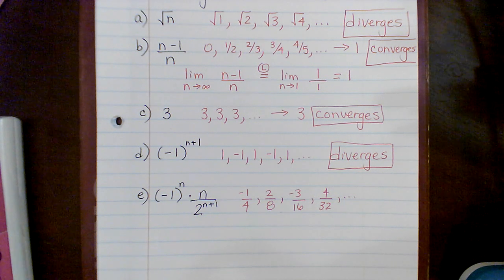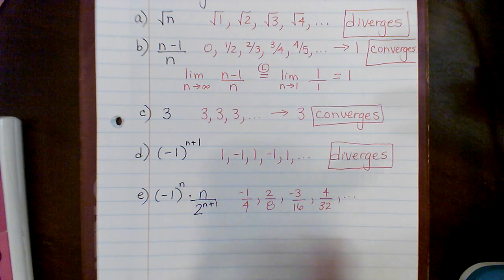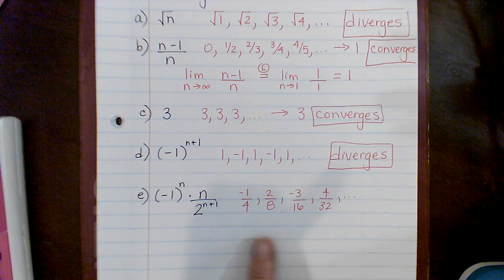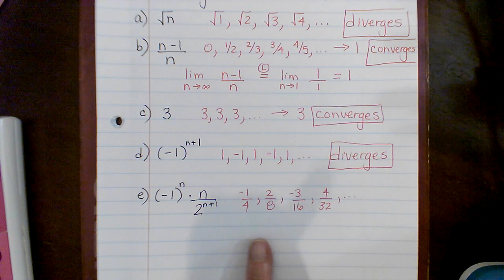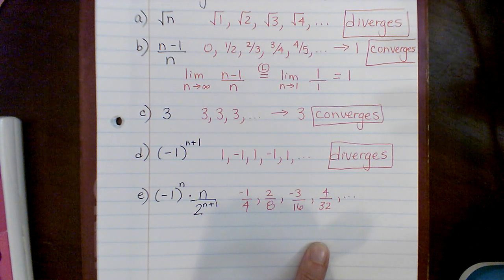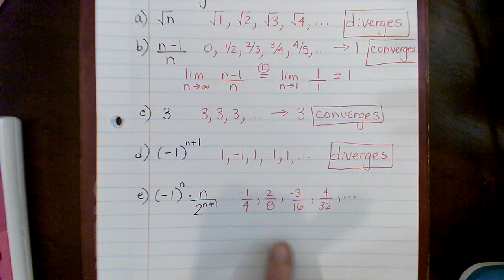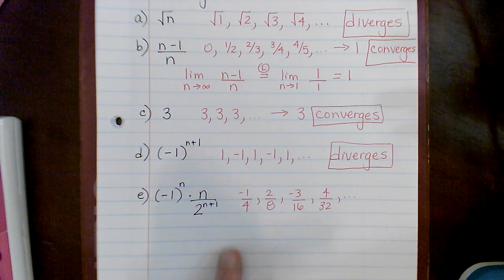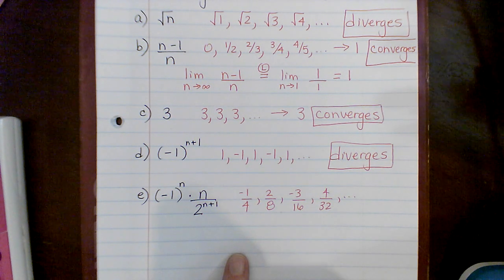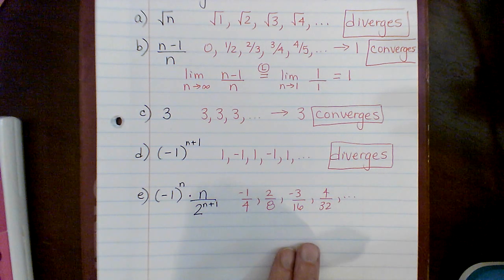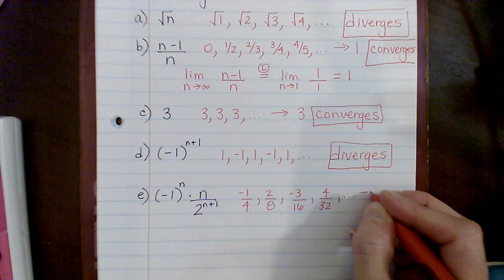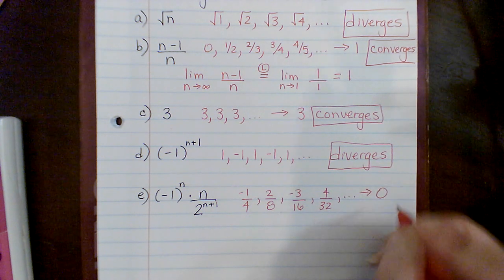So we go from negative 1/4, positive 1/4, negative closer to 0, and then we hop to the positive side, a little closer to 0. Then we hop back to the negative side and are a little closer to 0. So we're just bouncing back and forth on either side of 0 and simultaneously closing in on it. So this one converges.